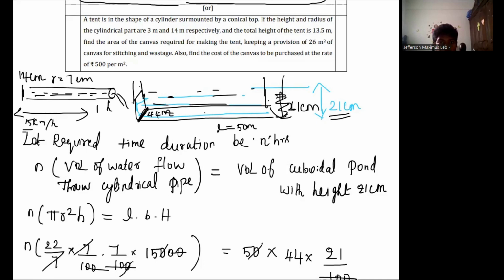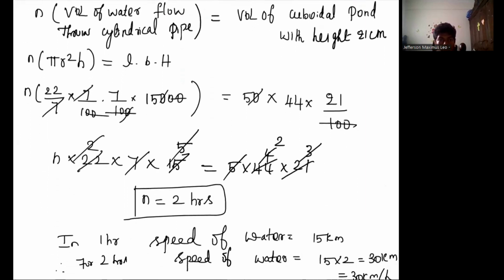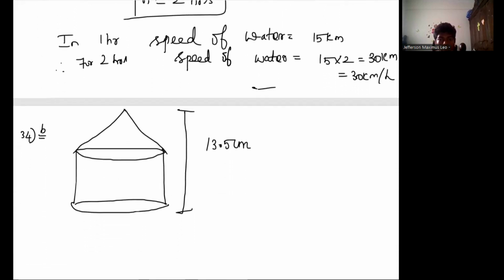Ma'am, height is 3 and radius is 14. The height and radius of the cylindrical pot, radius 14 கொடுத்திருக்கான். Radius height தான் 3 இல்ல? Height is 3, ma'am. Radius is 14. Ma'am, the height of cone is 10.5 and the height of cylinder is 3 meter.